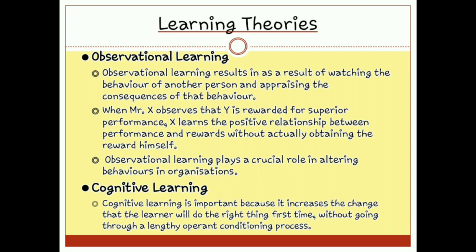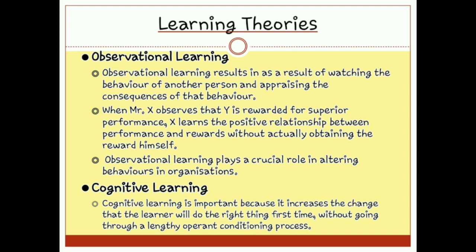Next learning theory is observational learning. Observational learning results from watching the behavior of other people and appraising the consequences of that particular behavior. For example, when Mr. X observes that Y is rewarded for his superior performance, X learns the positive relationship between the performance and the reward without actually obtaining the reward himself. Observational learning plays a crucial role in altering the behavior of employees in the organization.